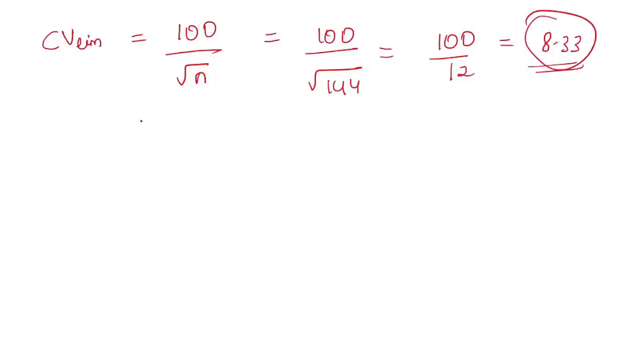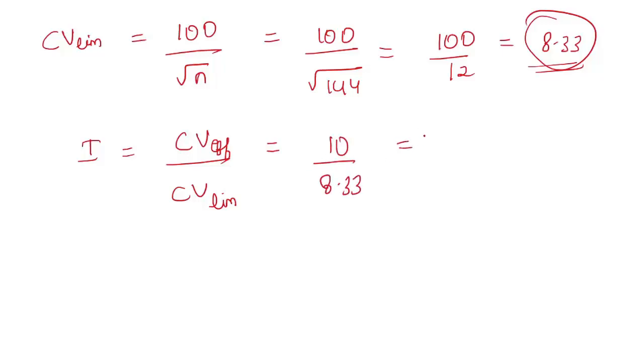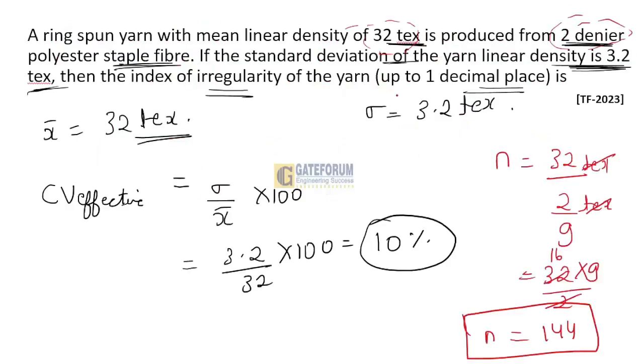And you know the formula of index of irregularity: I is equal to CV effective upon CV limit, 10 upon 8.33. It would come out to be 1.2. So the final answer is 1.2. You have to answer in 1 decimal place. So the answer is 1.2.